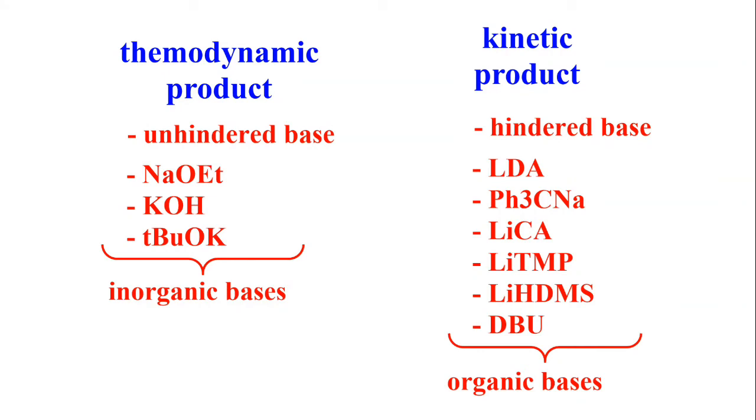Oh sorry, because I used the word enolates, I think you must know that a base will abstract the proton and form an anion which is rearranged to form an enolate. So bases like sodium ethoxide, potassium hydroxide and potassium tertiary butoxide, etc., which are unhindered bases, give thermodynamic enolates. And bases like LDA, LiHMDS, triphenylmethyl anion, etc., give kinetic enolates.